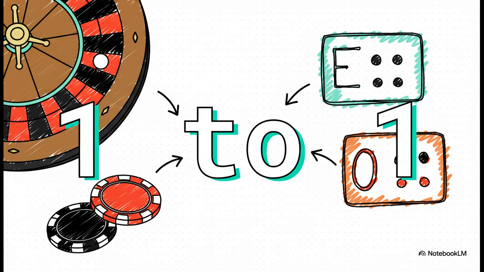On the other hand, a bet on something like red or black, or even versus odd, that's way more likely to hit. And because of that, it pays 1 to 1. This is what people call even money. You simply double your bet if you win.